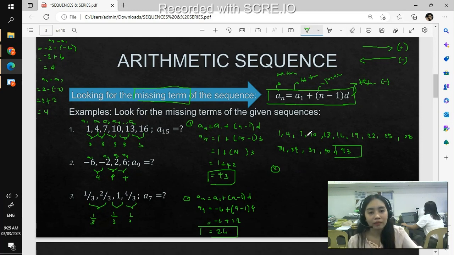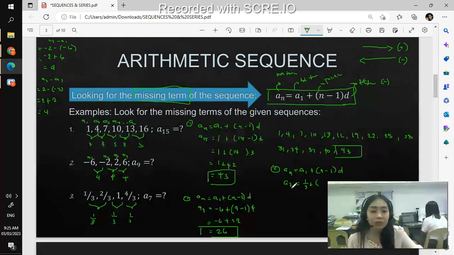Okay, let's do this. So we have the formula: a sub n is equal to a sub 1 plus n minus 1 times d. Here we are looking for the seventh term, so we replace a sub n with seventh term. Our first term is 1/3 plus. The position of the missing term is the seventh place, so we replace n with 7, minus 1 times our common difference, which is 1/3.